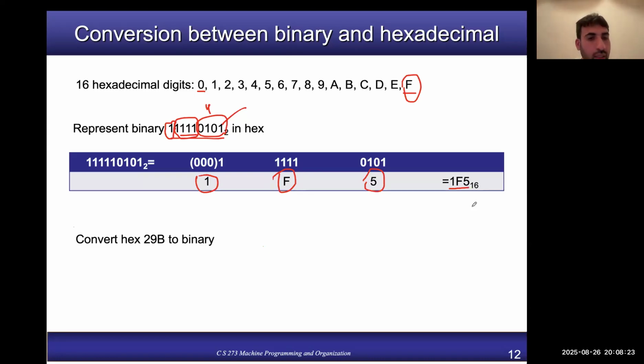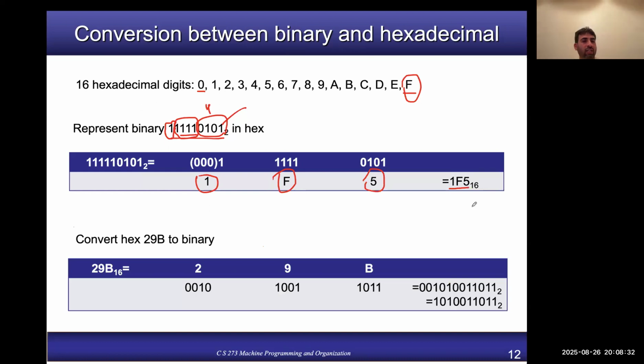Okay, so if not, let's not do it as an exercise. Let me explain it and then we will have exercises in upcoming slides. So let's say we want to convert the number 29B, which is in hexadecimal form, to equivalent binary. What we do here is the reverse of what we did in the previous example: we replace each digit in the hexadecimal system with the corresponding binary.